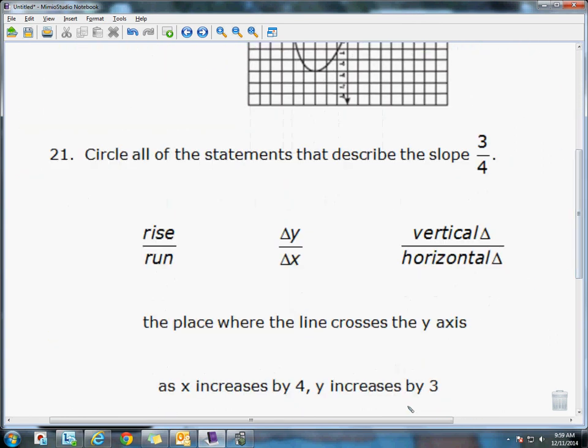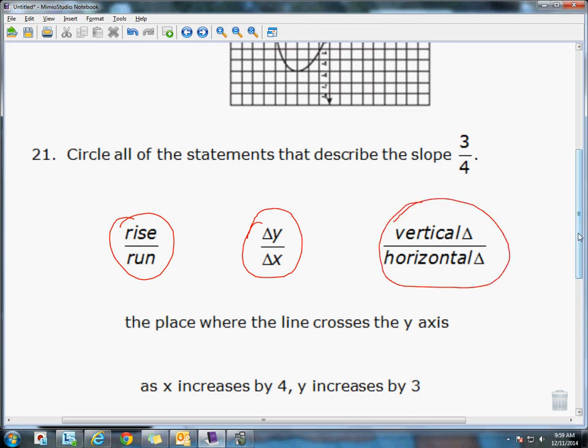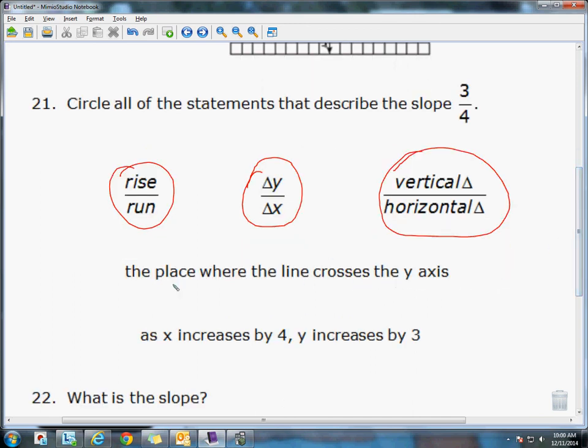Number 21 says circle all the statements that describe the slope 3 over 4. Well, if you remember, slope is definitely rise over run, so that one is true. Slope is change in y over change in x, that's true. Now remember your y's go up and down, that's vertical. Your x goes across, that's horizontal, so that's true. The place where the line crosses the y-axis, that is not true. That is called your y-intercept.